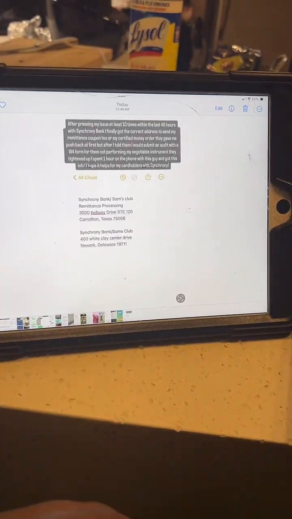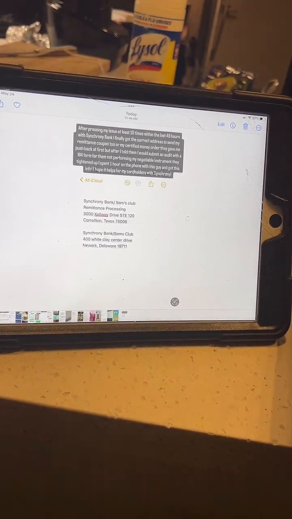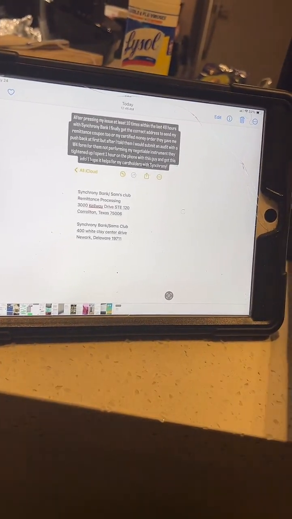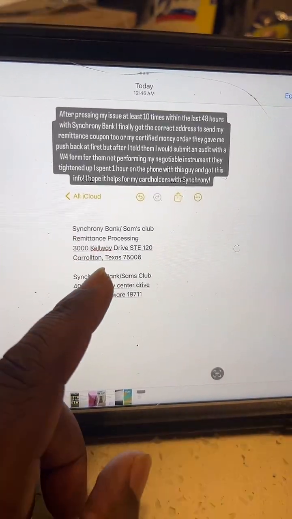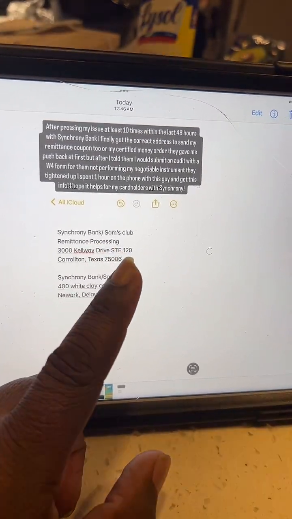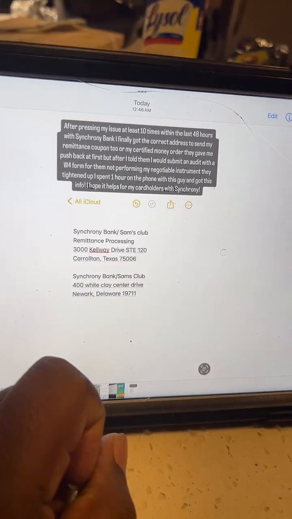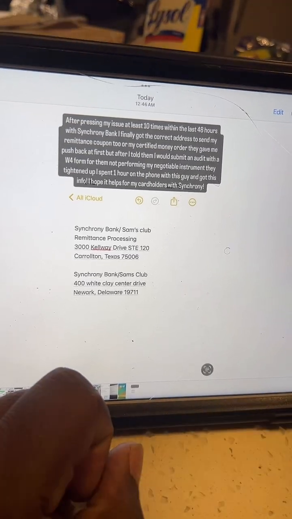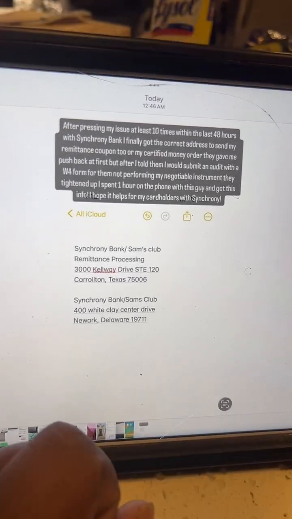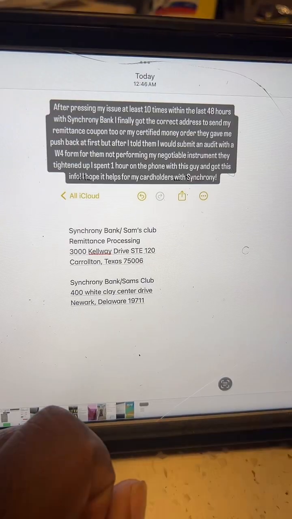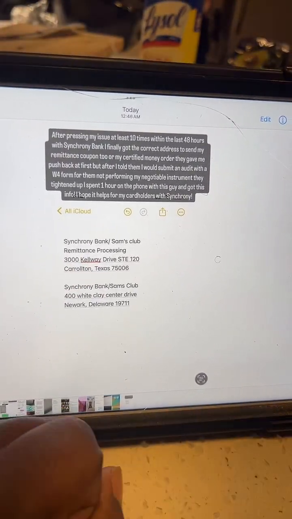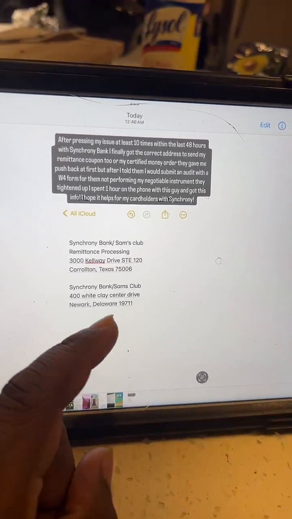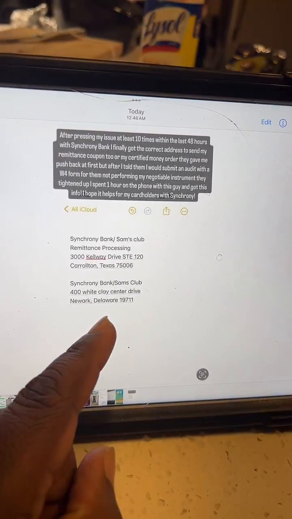Like, when I threatened them to file a W-4 form for an audit, they tightened up real quick. Like, oh nah, this dude for real, he not playing. So look. What that say? Synchrony Bank / Sam's Club remittance processing, 3000 Kelway Drive, Suite 120, Curriton, Texas. It got the zip code, and then that's where you send a remittance coupon. If you want to send a certified money order, you send it to this address in Delaware.